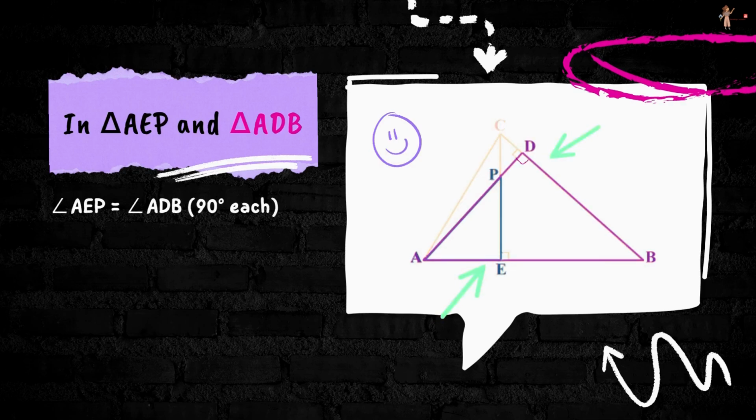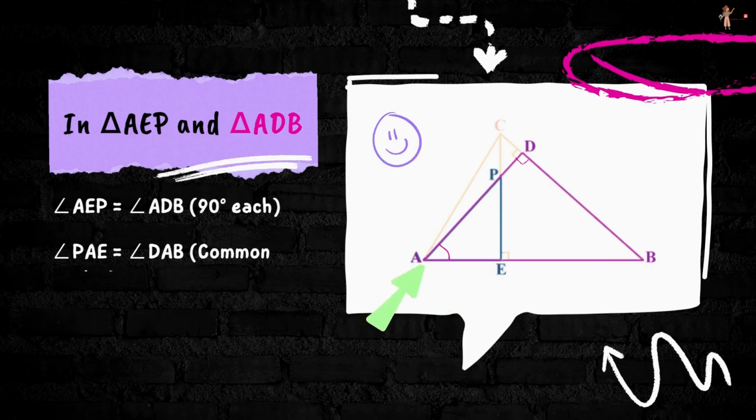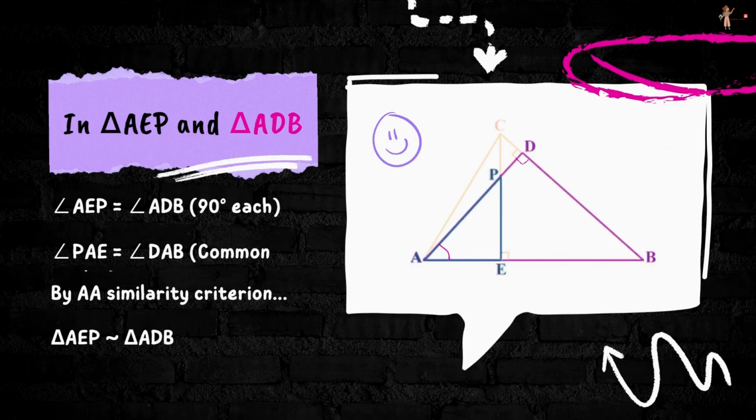angle AEP is equal to angle ADB. Both are 90 degrees. Angle PAE is equal to angle DAB because these are common angles. Hence, by AA similarity criteria, triangle AEP is similar to triangle ADB. Moving on to the last one.